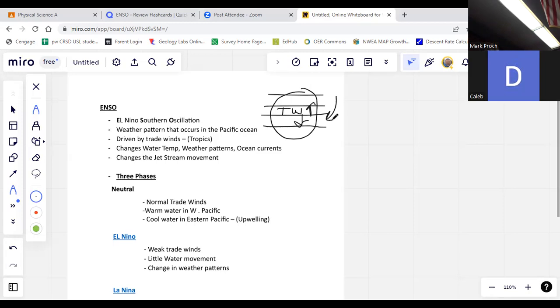Very good. Okay, but something weird happens. They don't quite understand it, but the trade winds sometimes die. They just stop blowing.